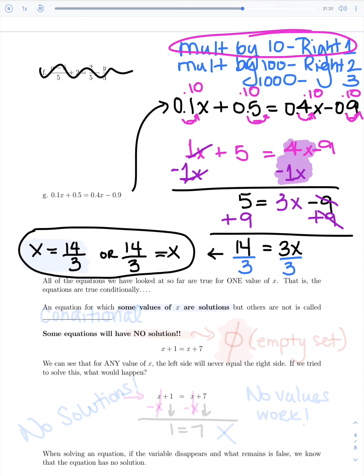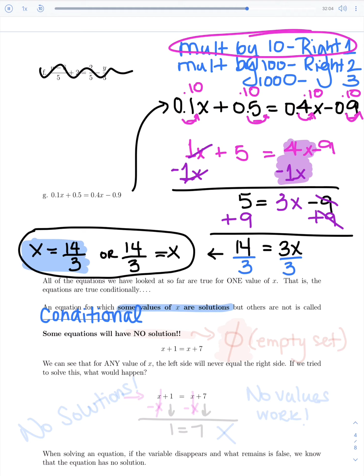The last thing that we'd like to talk about in this section is the different types of equations there are. Everything that we've seen up to this point is an equation that is called conditional. Because it's only true on specific conditions. For example, this last one, it was only true on the condition that x equals 14 thirds. No other conditions made that statement true. So conditional means that only some values of x actually work.